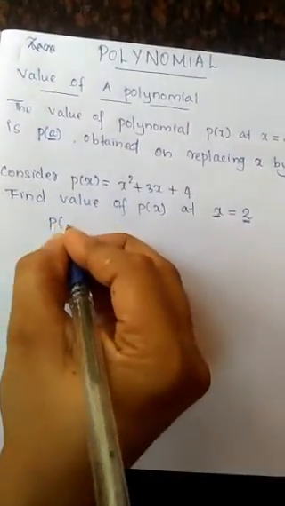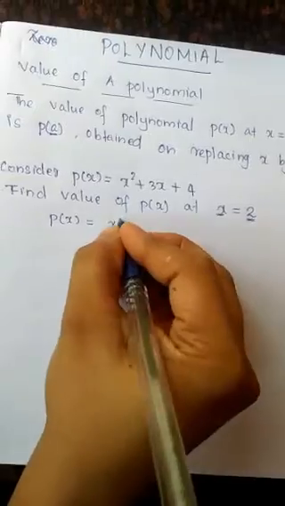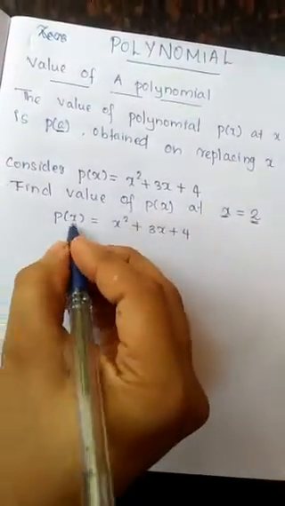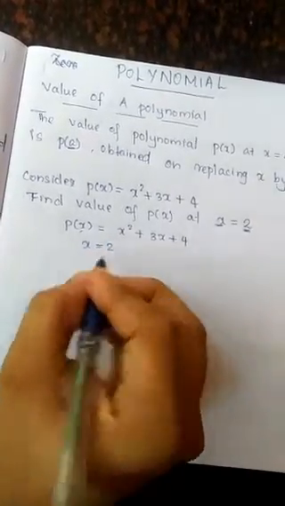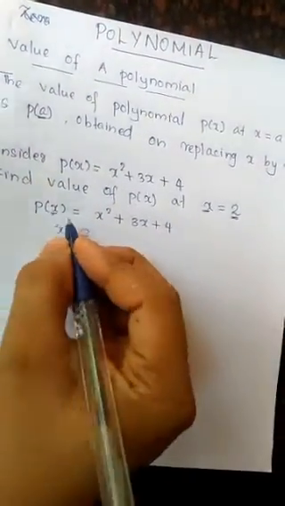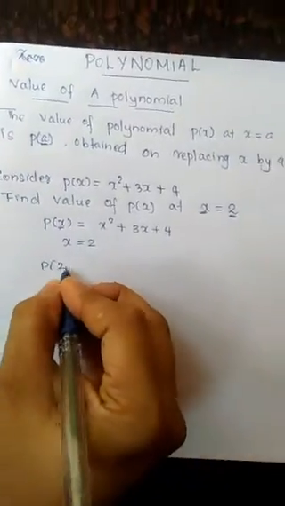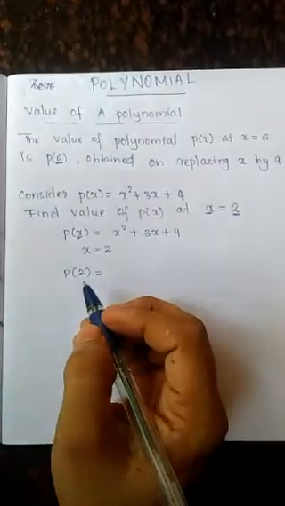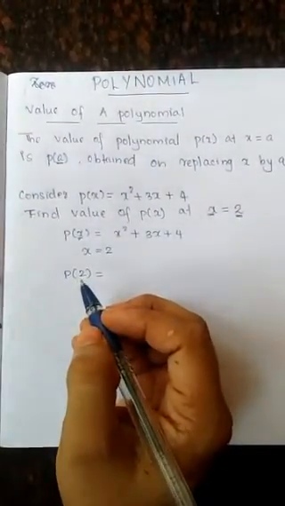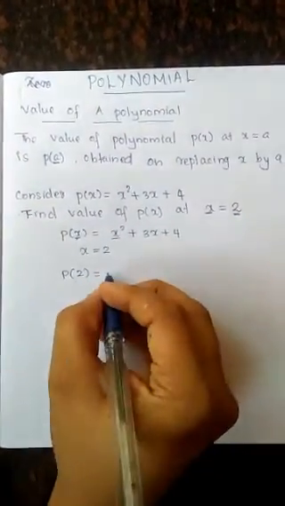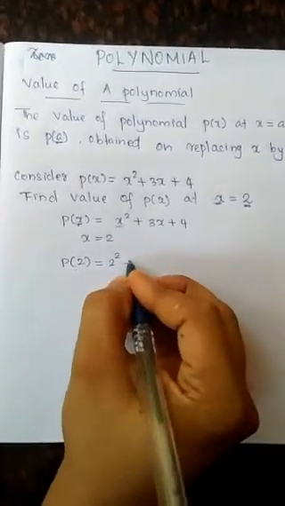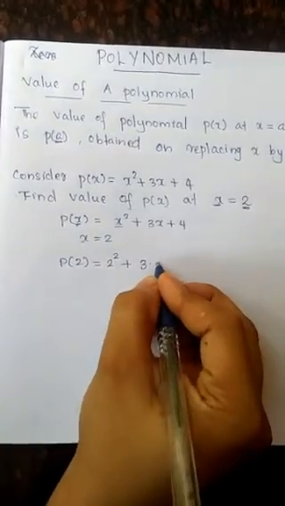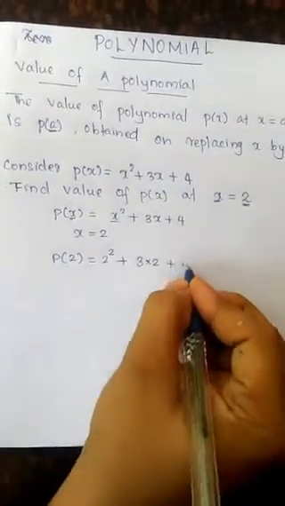Here, what is the question given? p of x is equal to x square plus 3x plus 4. We have to replace x by 2. So we just replace this value of x by 2. P of 2 equal to what? We have to replace not only on the LHS, we have to replace the value of x on the RHS side also. Here x changes to 2: 2 raised to 2 plus 3x means 3 into x, 3 into 2, plus 4.